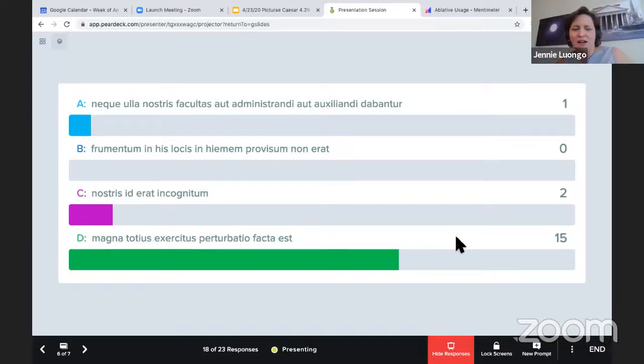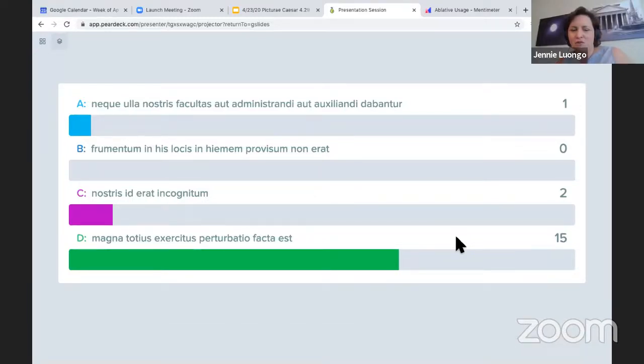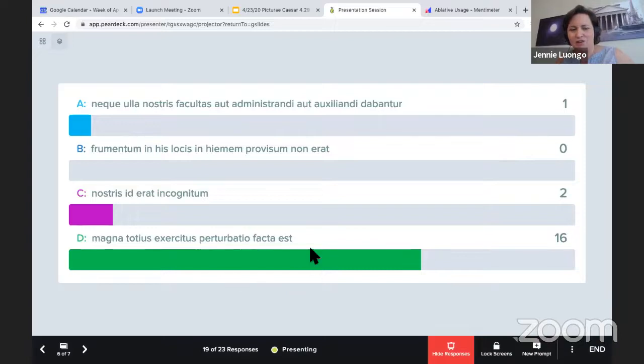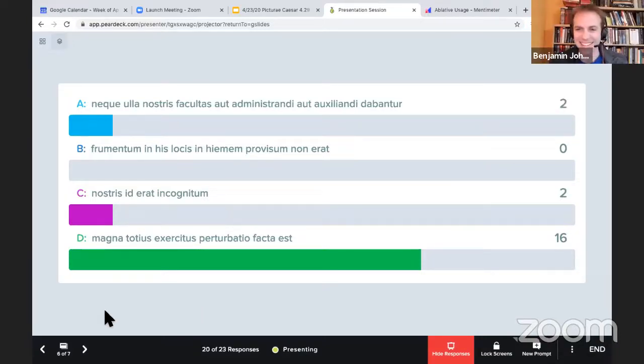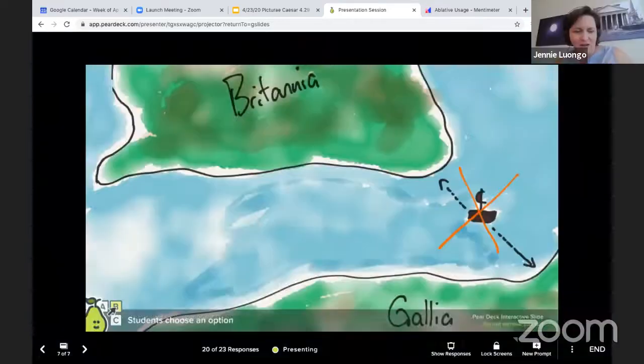So magna perturbatio, a great disturbance, facta est, happened. A great disturbance, totius exercitus, of the whole force, is that right? Of the whole army. That also makes sense, and I'm glad that in your green phase that was the green answer. This is all worked out. All right, let's see what we've got next.